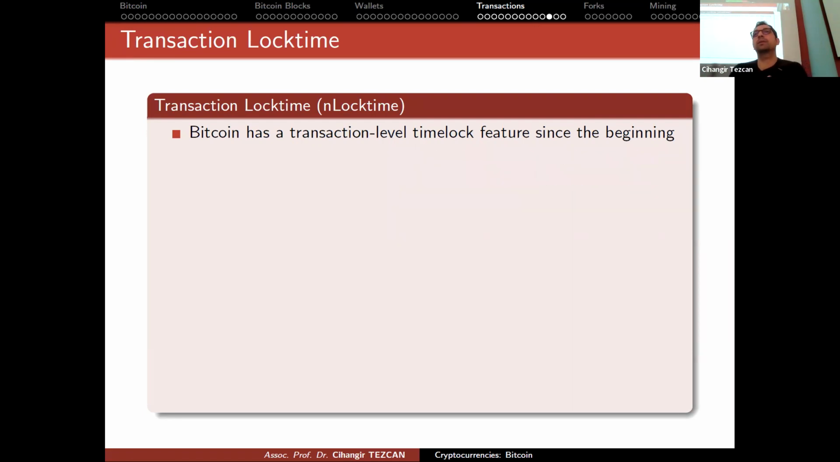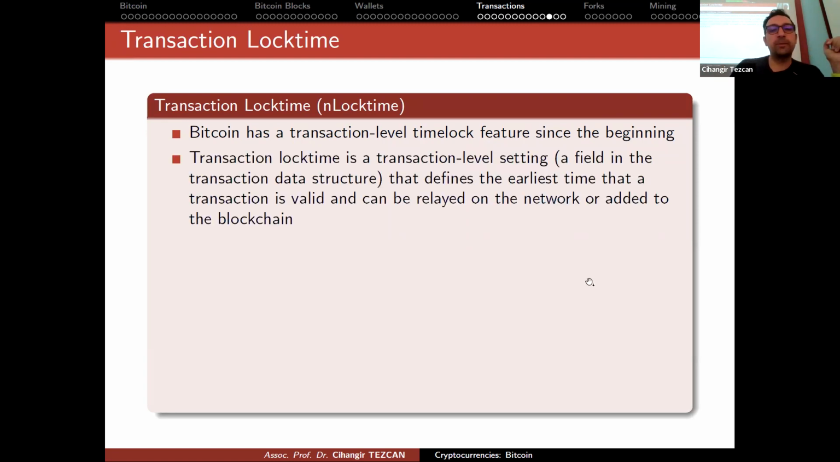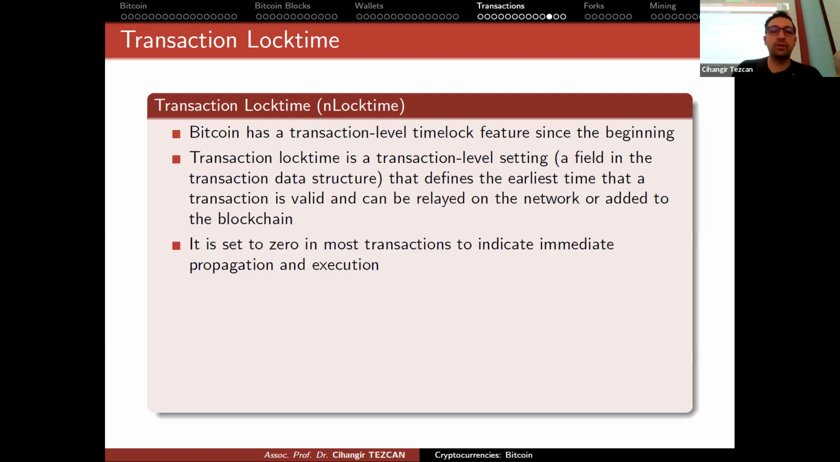And actually, if you want to do some smart contracts and so on, you can use this feature. So transaction lock time is a transaction level setting, a field in the transaction data structure that defines the earliest time that the transaction is valid and can be relayed on the network or added to the blockchain. So it is set to 0 in most transactions to indicate immediate propagation and execution. So whenever you actually transfer Bitcoin to somebody, you choose unlock time equals to 0.